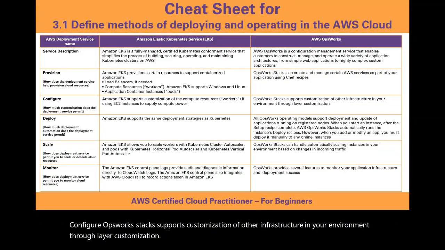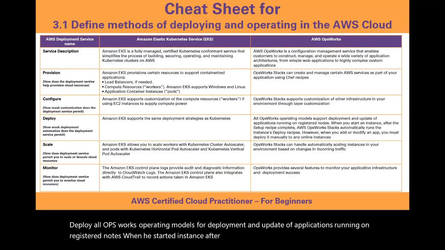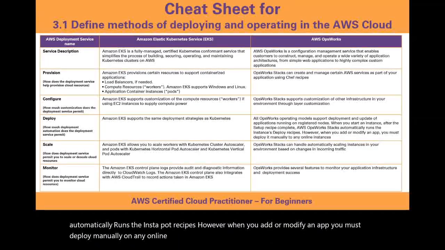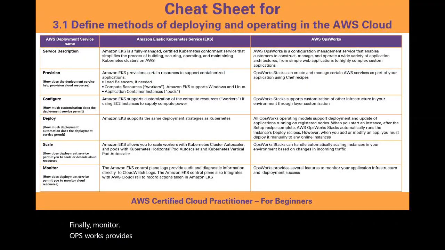Deploy: all OpsWorks operating models support deployment and update of applications running on registered nodes. When you start an instance after the setup recipe is complete, AWS OpsWorks Stacks automatically runs the instance deploy recipes. However, when you add or modify an app, you must deploy it manually on any online instances. How does it scale? OpsWorks Stacks can handle automatically scaling instances in an environment based on changes in incoming traffic. Finally, monitor: OpsWorks provides several features to monitor your application infrastructure and deployment success.